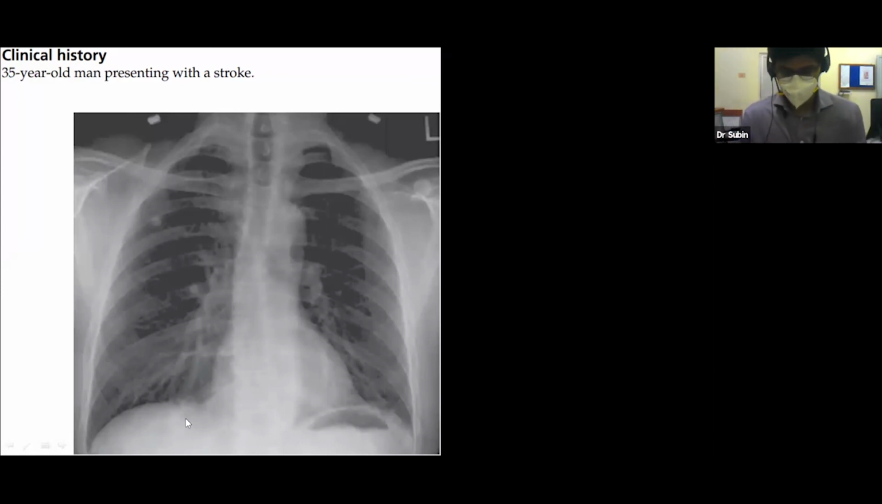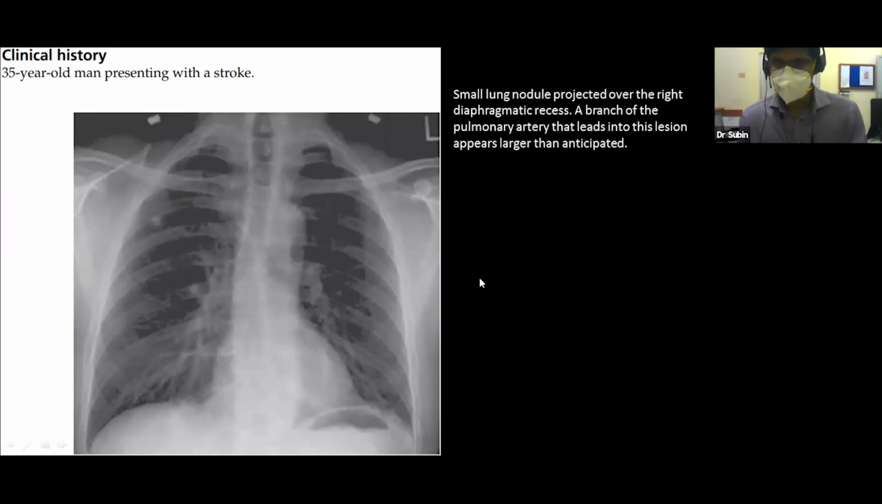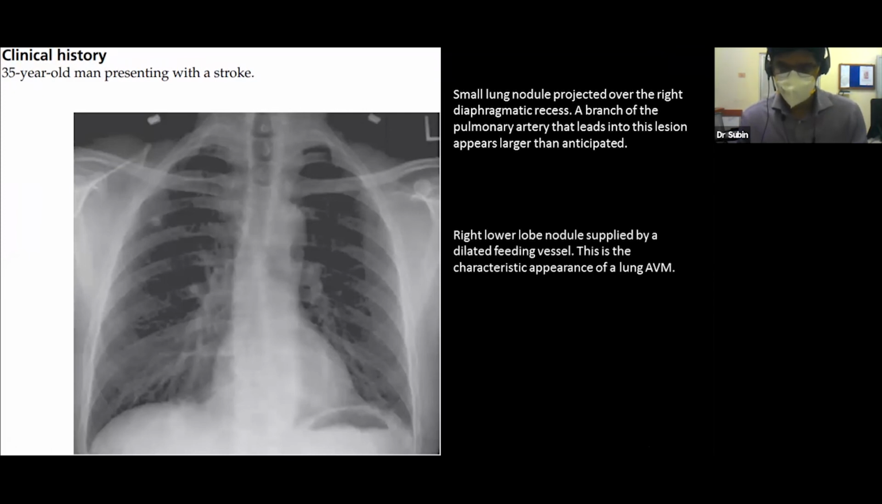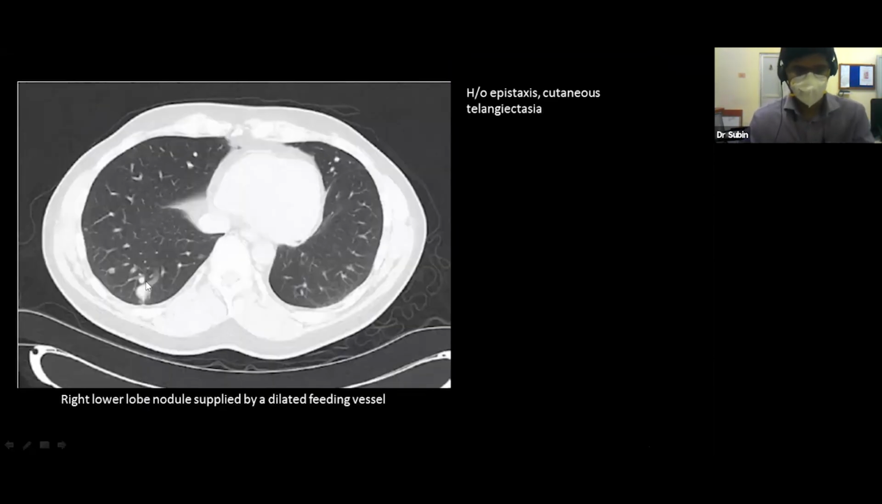Could the patient be having? Maybe I can help you with. I don't know if I have the CT images. Okay. All right, so it's a lung AVM. It's an AVM. So this AV malformation was there. I'll just show you the CT image.